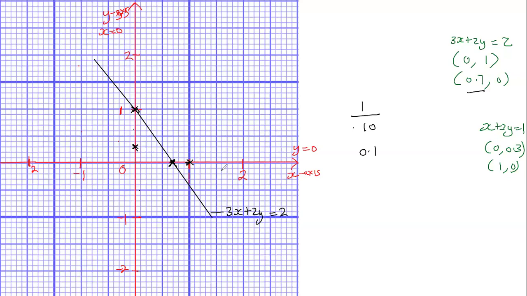I hope you are able to see it. Then after, I'm going to join again. I'll come here and I join like that. Then I'm going to label my graph that this graph is x plus 3y is equal to 1. Now, the point where they are meeting is the coordinate you are going to read off.